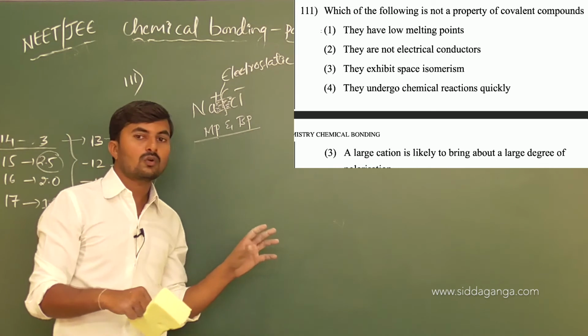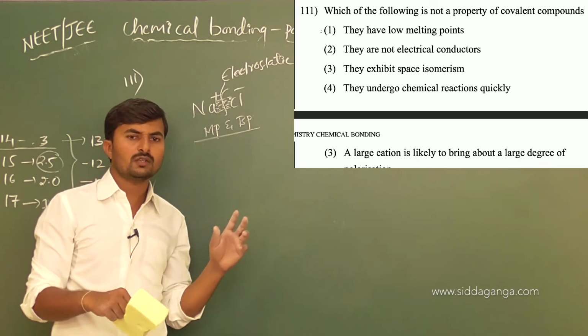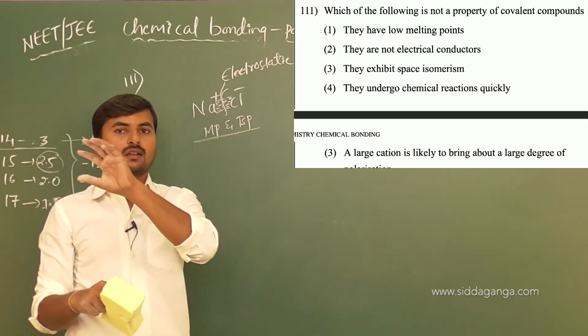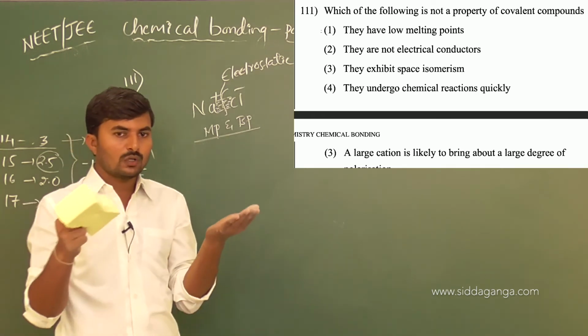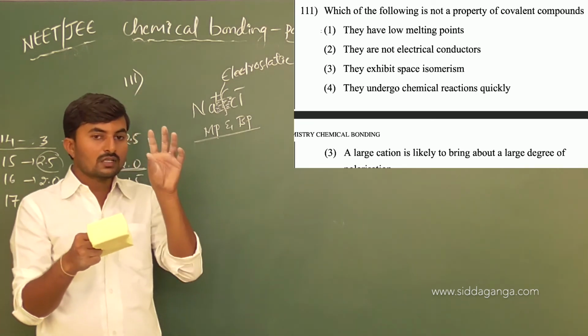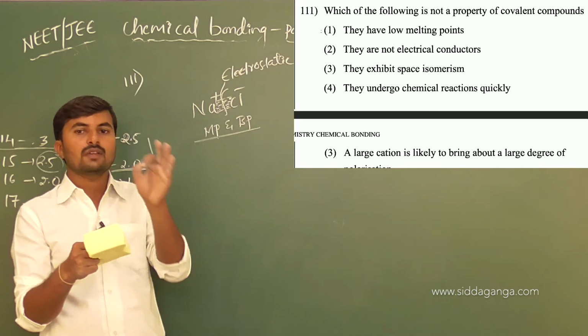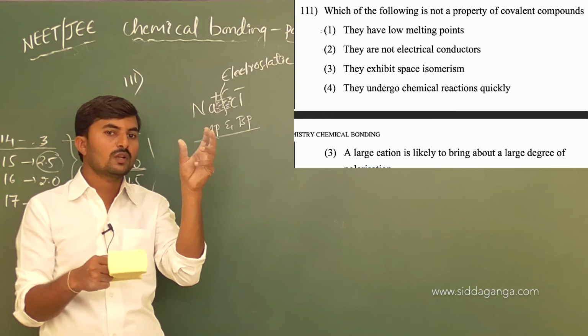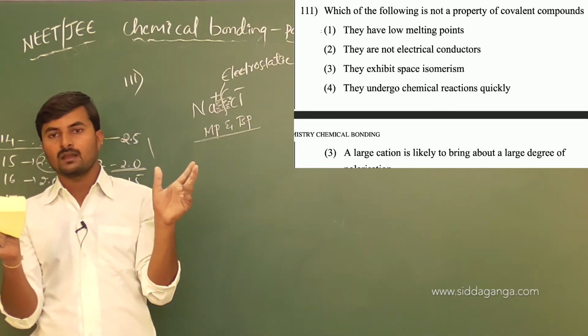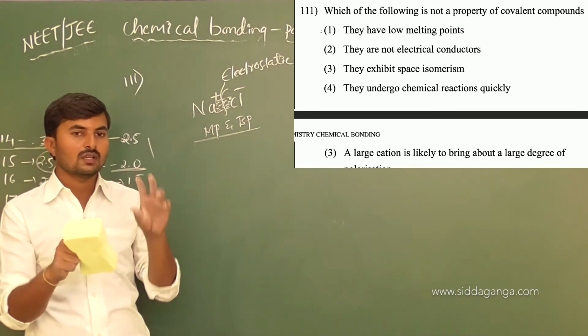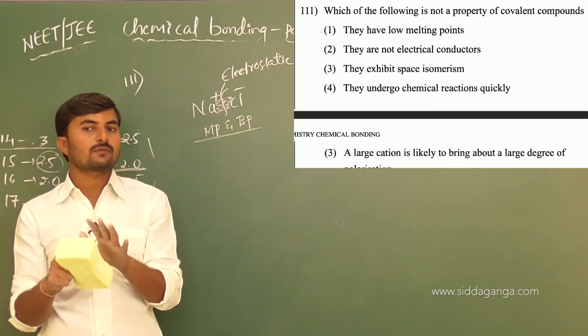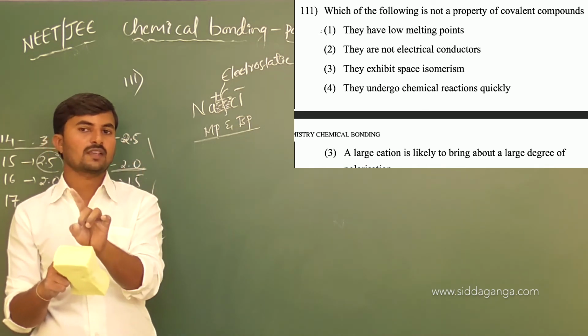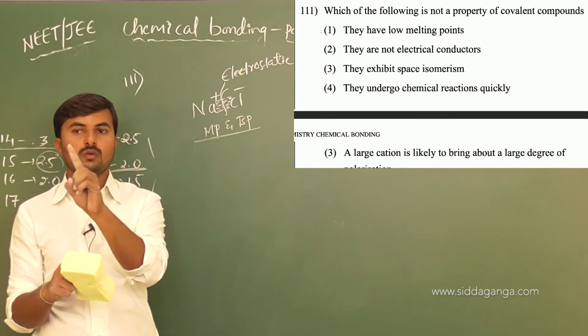These particular covalent bonds, if you consider two molecules with the same molecular formula, they can differ by the arrangement of atoms in space. Spatial arrangement of atoms with respect to the covalent compounds is different. That is the nature of space isomerism that can be shown by covalent compounds.